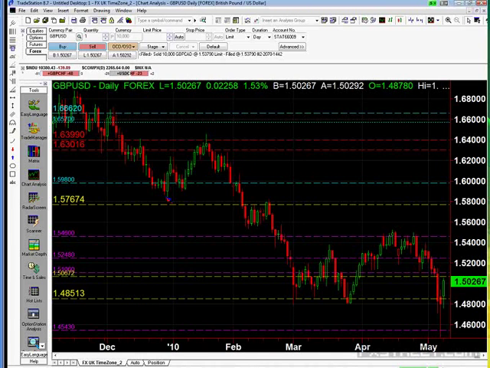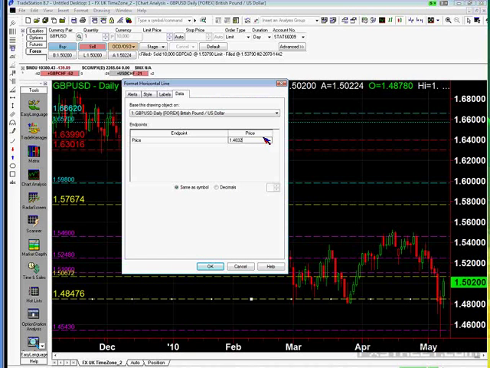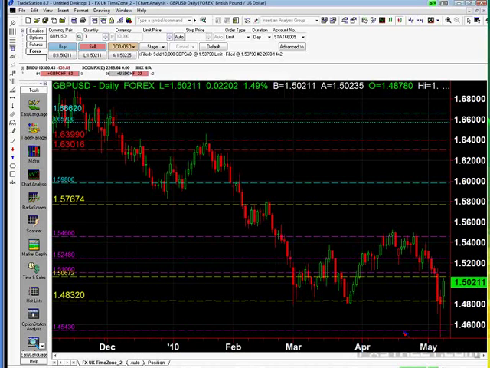This number here, this line here, the number is 148.32. See that number? Before I take you back, I'm going to tell you why it is not a sell.